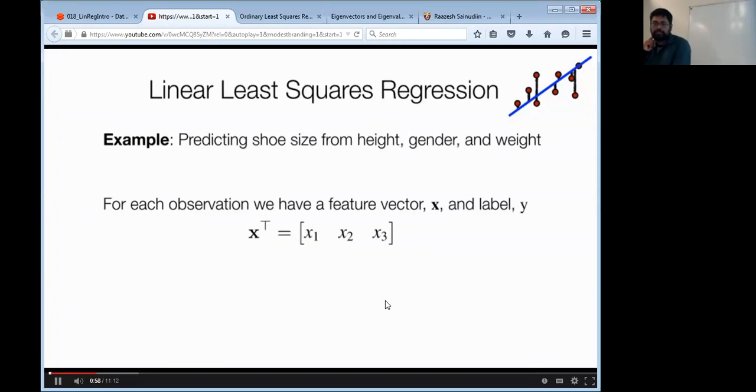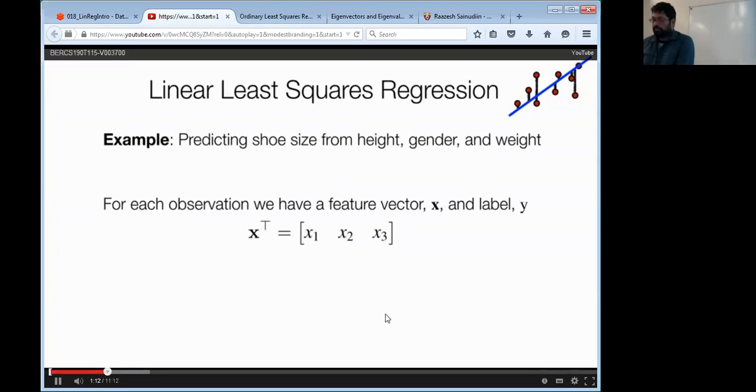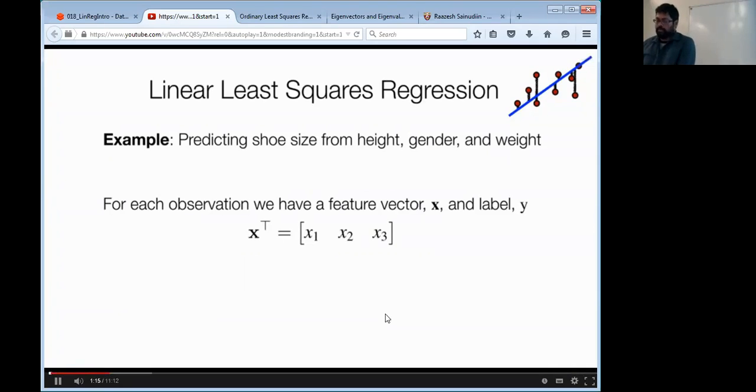Now let's talk specifically about linear regression. And let's do this by using the previous example of predicting shoe size from 3 features, namely height, gender, and weight. We can represent each training observation via its numerical label, which we denote as y, and a 3-dimensional feature vector, x. Also, as a quick notational aside, recall that we assumed that all vectors are column vectors by default. And so in these slides, we're defining X transpose, where the transpose here is the T symbol, as a row vector, so that X itself is a column vector.